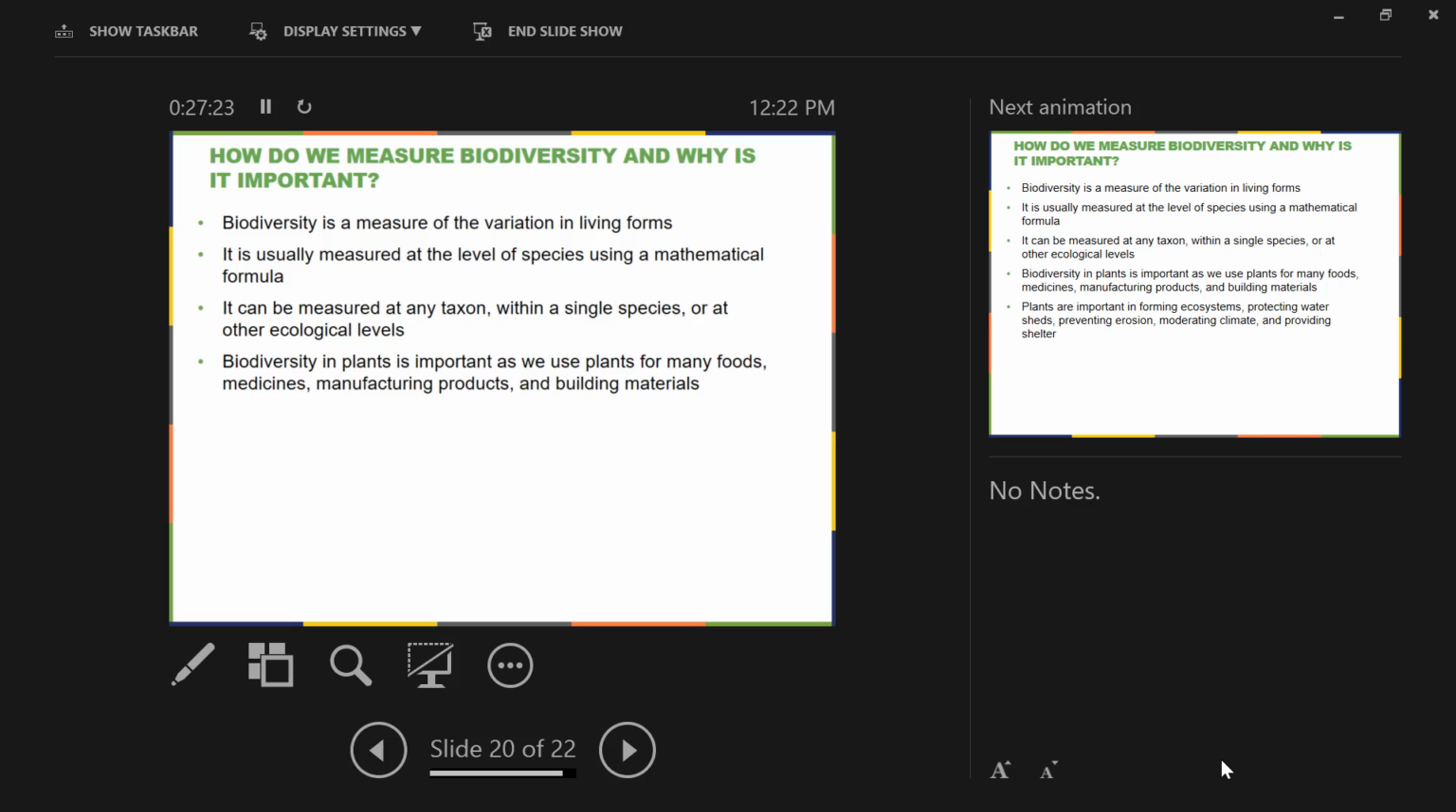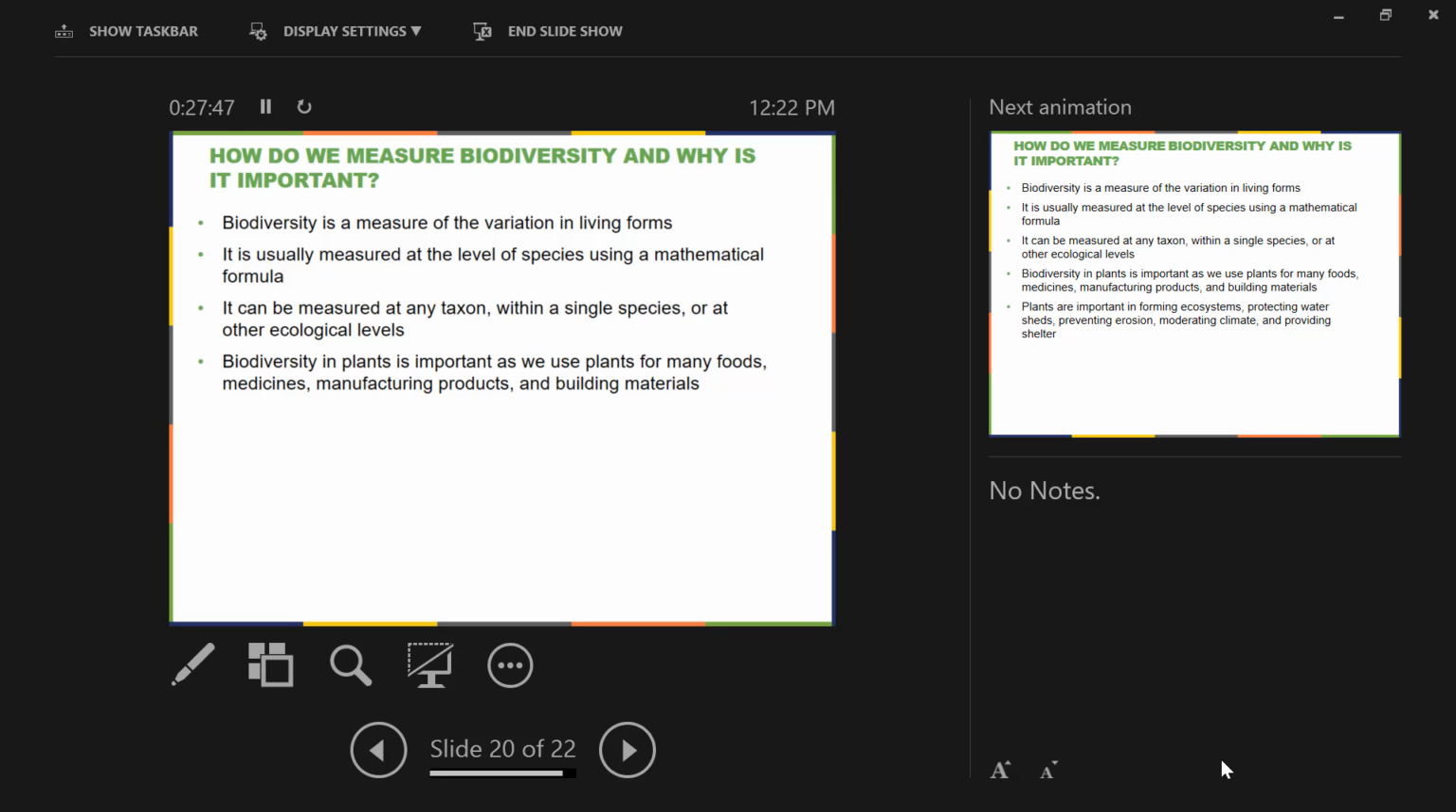And the reason why it's introduced in this chapter is because we use plants for a number of different products, right? We eat plants, we use plants to make medicines, we use plants to make building materials, we use plants to make chemicals that are used in manufacturing.